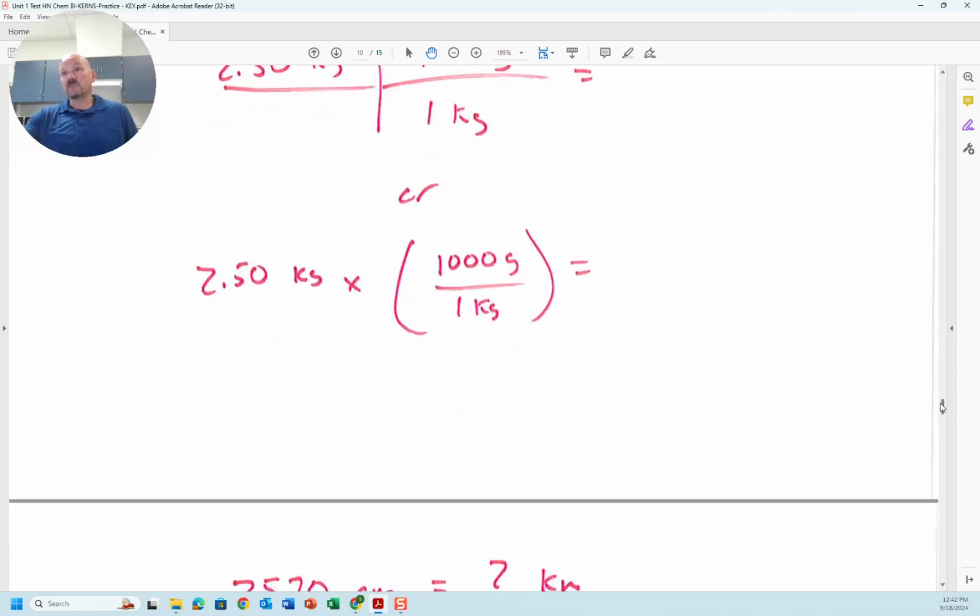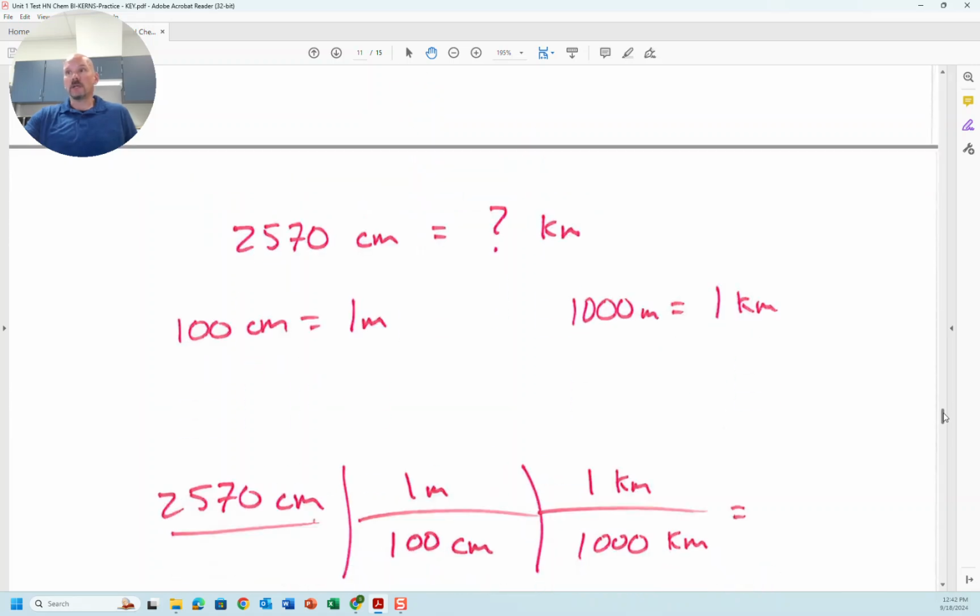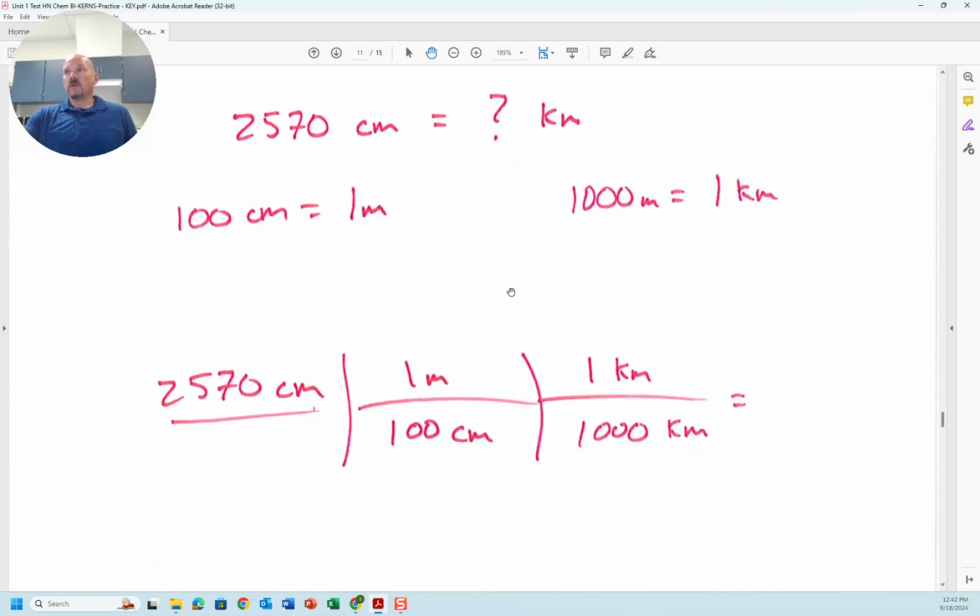And again, it stems from knowing equalities. So memorizing your metric equalities. Here, what if I wanted to go from a centimeter to a kilometer? Well, you could try to figure out how many centimeters are in a kilometer and figure out that equality, but you should know how to go from centimeters to meters, and you should know how to go from meters to kilometers. So it would just be a 2-step process.